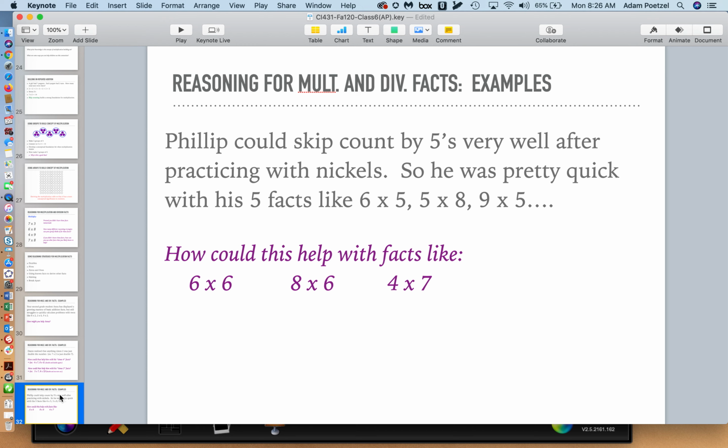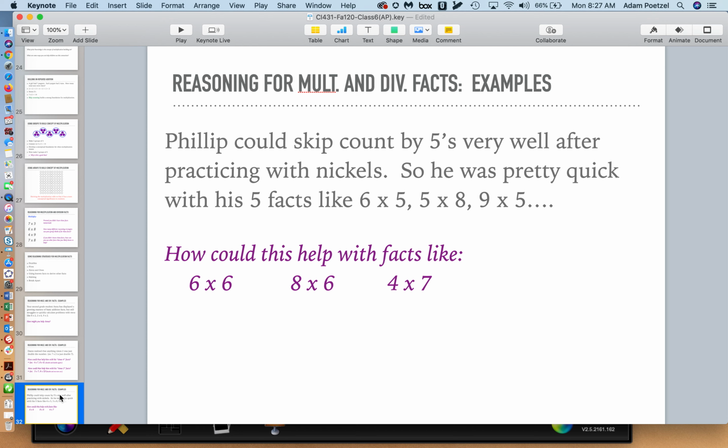So let's take a look at Philip. Philip could skip count by 5s very well after practicing with nickels, one way of using skip counting by 5s. So he was pretty quick with his 5 facts, like 6 times 5 and 5 times 8, because he learned to see it as 6 groups of 5: 5, 10, 15, 20, 25, 30, or 5 groups of 8. 9 times 5 would be 9 groups of 5 or 8 groups of 5, and so forth like that.